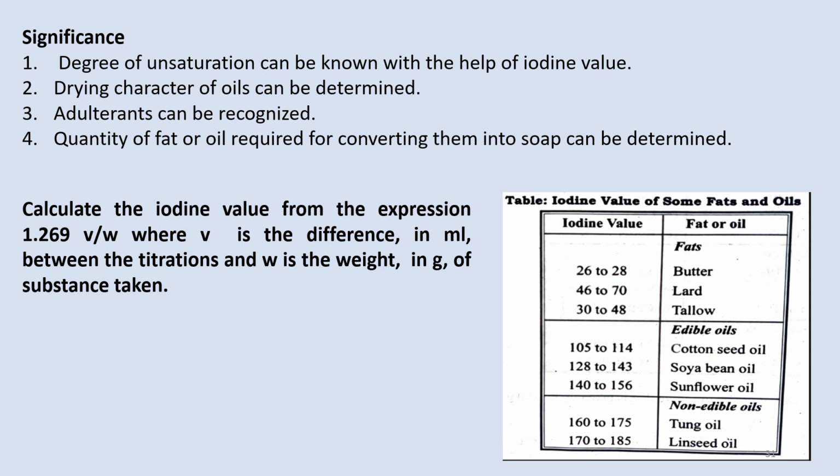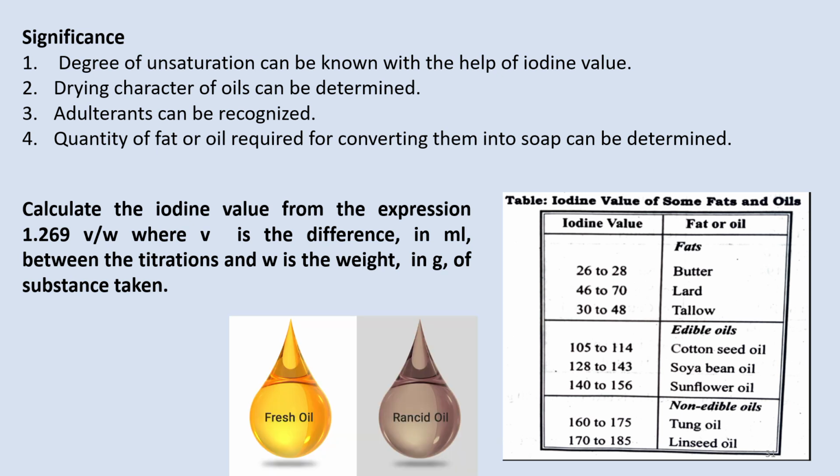Soybean oil 128 to 143. Sunflower oil 140 to 156. Non-edible oil like tung oil 160 to 175. Linseed oil 170 to 185. This is a picture which can be shown. Fresh oil, as you can see, is a yellowish, bright, attractive color.